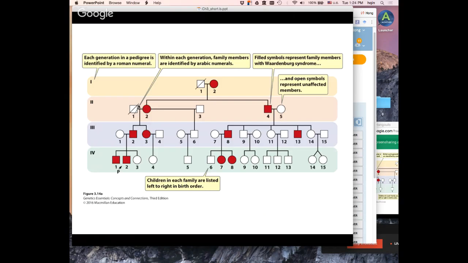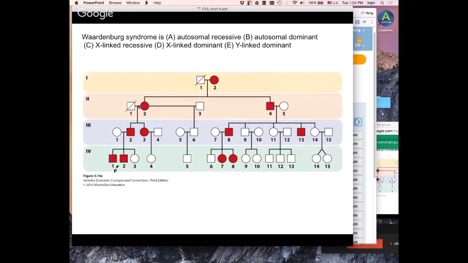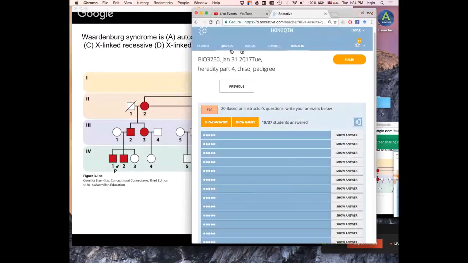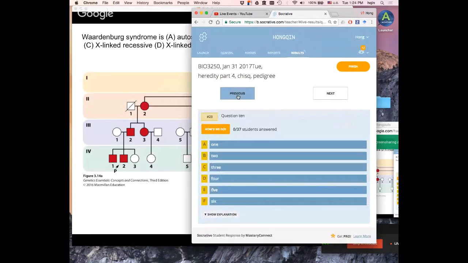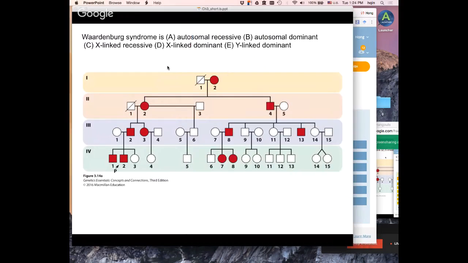And this is an example of a disease. My question will be, which disease do you think it is? Is this autosomal recessive, autosomal dominant, X-linked recessive, X-linked dominant, or Y-linked dominant? Let me go back to what the question is. Okay, so A, B, C, D, E, five choices on this one.